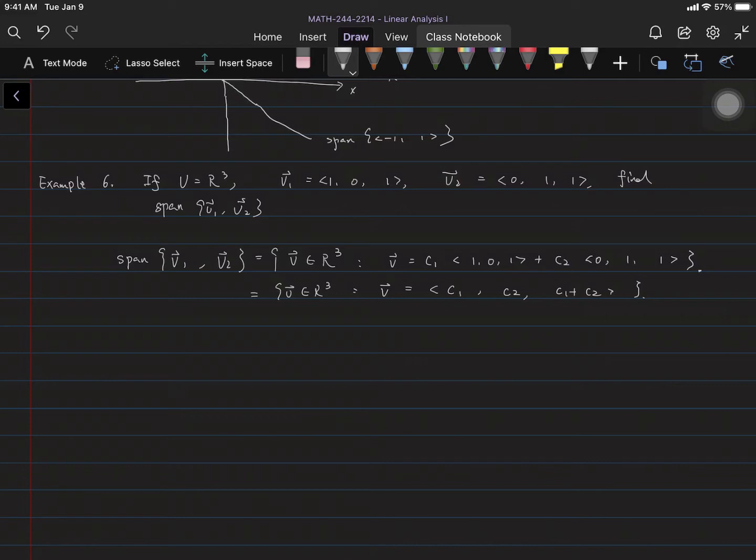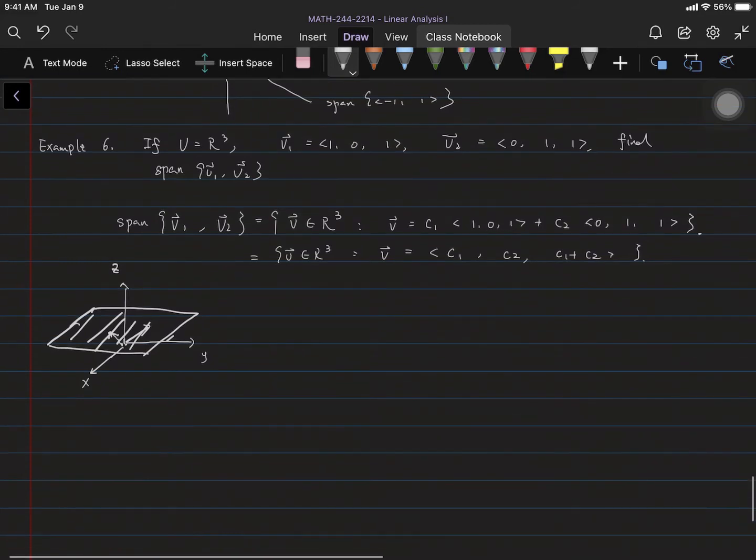If you want to look at the graph, it's in 3D now, with x, y, z, and we have two vectors. The vector 1, 0, 1 has y equals 0, with x and z both equal to 1, so it should be here. The other vector is 0, 1, 1, so it should be here. And those vectors give us a plane. The plane is a subset in 3D. Okay, in 3D.